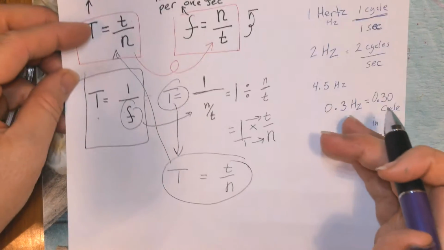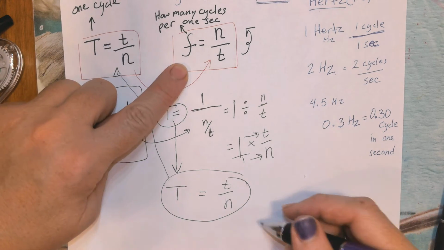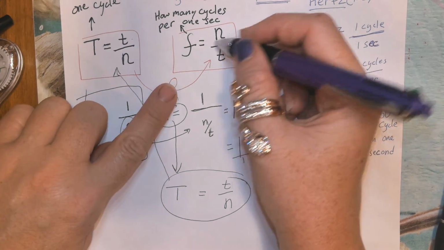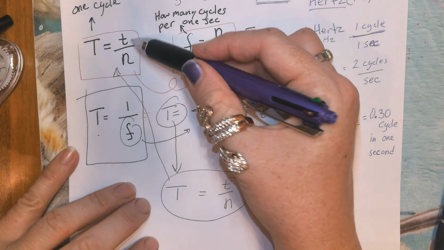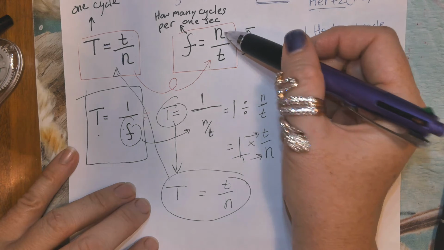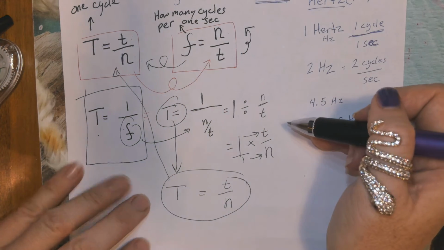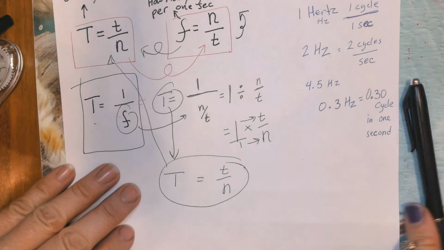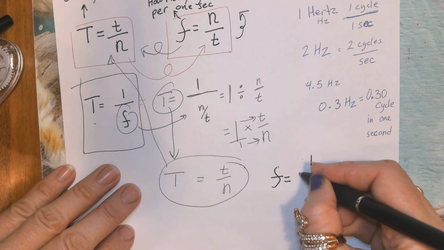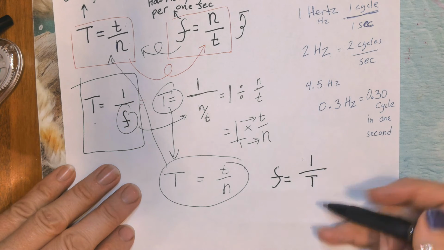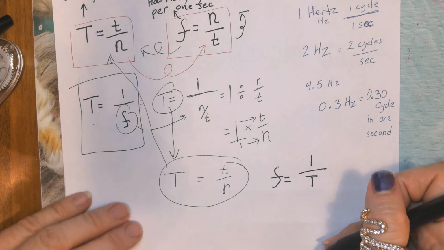And the last thing I want you to learn from lesson 2.0 is that frequency is the inverse of period. Period is t divided by n. Frequency is n divided by t. So that is the inverse of period, and it can be written as frequency equals 1 over capital T. That is the reciprocal or inverse, however you want to say it.